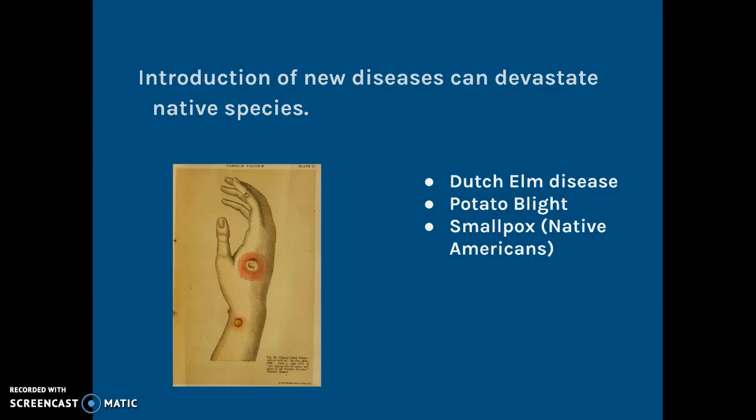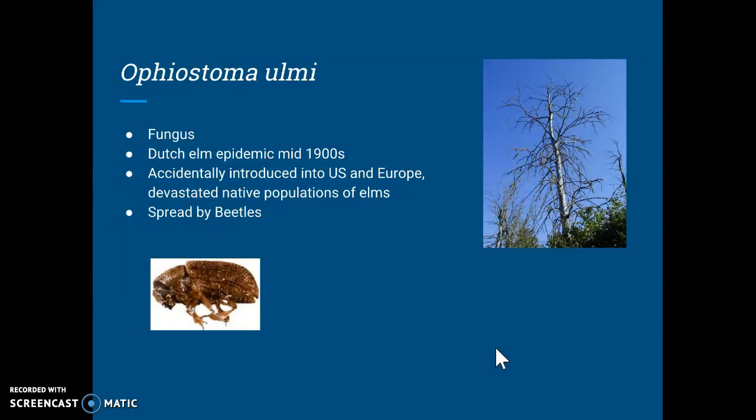Okay, so really quickly, we're going to wrap it up and talk about how the introduction of new diseases can also devastate native species. We can see examples of this with Dutch elm disease, potato blight, and of course the introduction of smallpox to the Native American population, which is a terrible historical example because it's devastating. But we're going to talk very briefly about the fungus that caused Dutch elm disease. It was an epidemic in the mid-1900s in the U.S. and Europe. Elms did not have a resistance in the U.S. and Europe to this particular fungus.